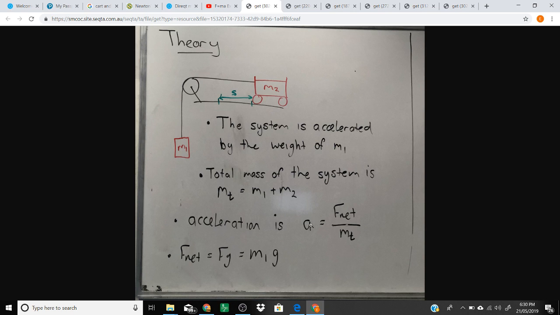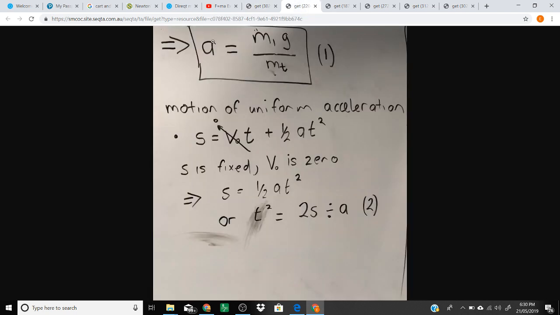Okay, so acceleration can be defined by Newton's second law as the net force divided by the total mass of the system. And the net force is mass 1 times g, that's the weight force. Let's look at the next picture. So acceleration then can be defined as m1g over total mass.